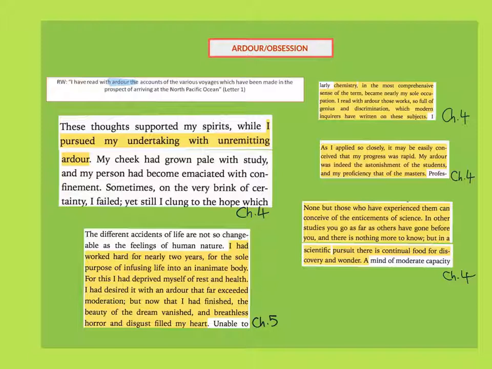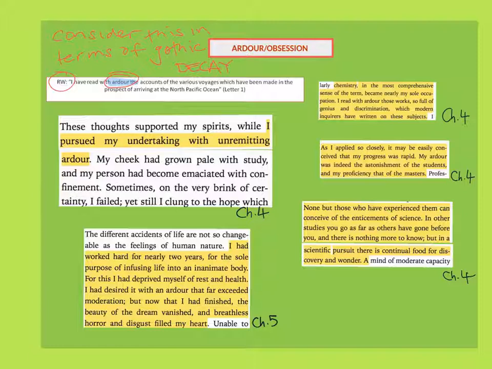So I'm going to argue here that Shelley wants us to look at the dangers and the damages and the cost to this unhealthy obsession and pursuit of learning. So Robert Walton here, top left, just to show it as a consistent thing across both the male Enlightenment figures. "I have read with ardour the accounts of various voyages." Then moving around to Victor, plenty from chapter 4 here. "I pursued my undertaking with unremitting ardour." Okay, so there's this obsessive, unhealthy, monomaniacal pursuit of this learning.